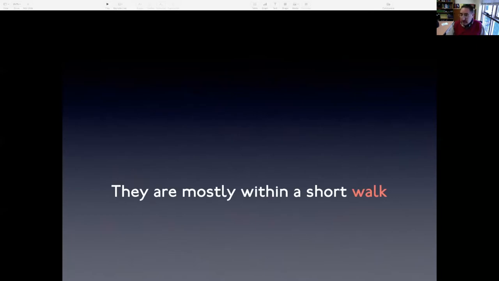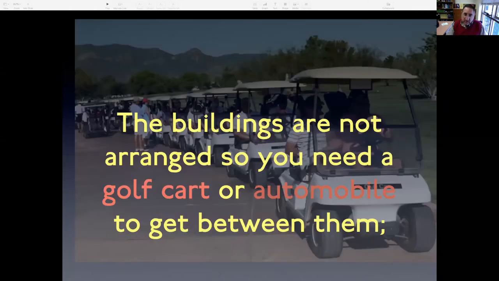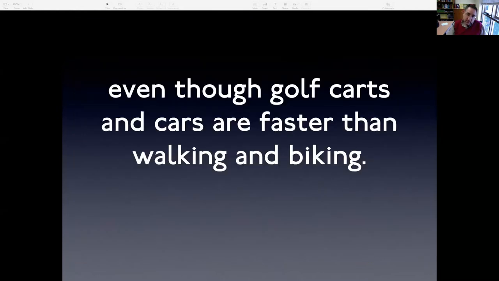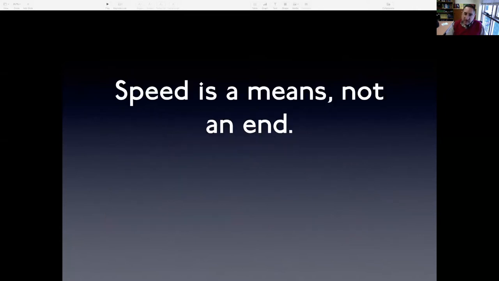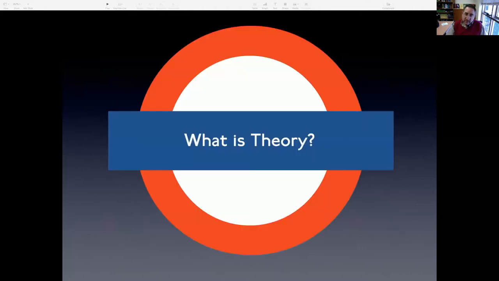They're physically all located within a short walk. Buildings are arranged so you can walk between them, even though other modes of transport are faster than walking or biking, right? So the issue is what you can reach in a given amount of time, not how fast you are going. And speed is a means, not an end in transport. So call this a general theory of access.